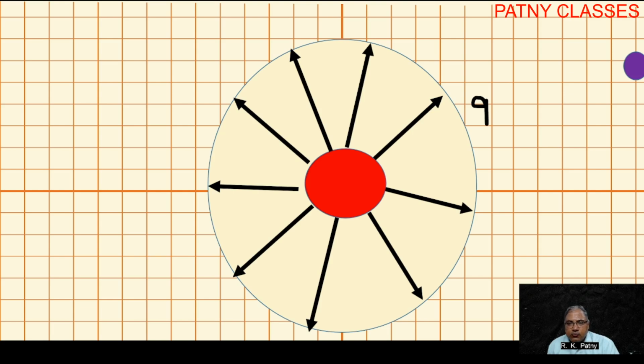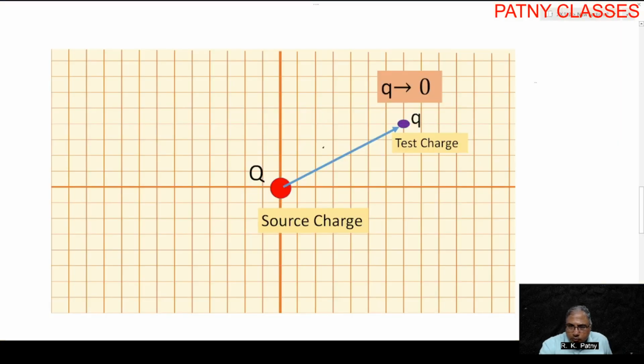Unless and until you change the r value, the magnitude of the electric field will not change. That means the electric field is a function of distance, a function of r. Here vector r is shown and capital Q is the magnitude of the source charge. Now the value of the electric field is a function of r.